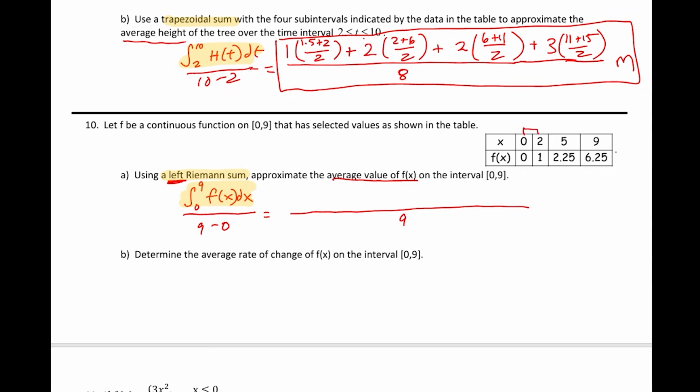So the first rectangle is going to have a base of 2 and a height of 0. Okay, so 2 times 0. The second interval is going to have a base of 3 and a height of 1. And the last one is going to have a base length of 4 and a height of 2.25. And I'm choosing those left partitions to determine the height because it's a left Riemann sum. If it was a right Riemann sum, we would use the numbers 1, 2.25, and 6.25 as the 3 heights. And yeah, there you go. That's good enough.